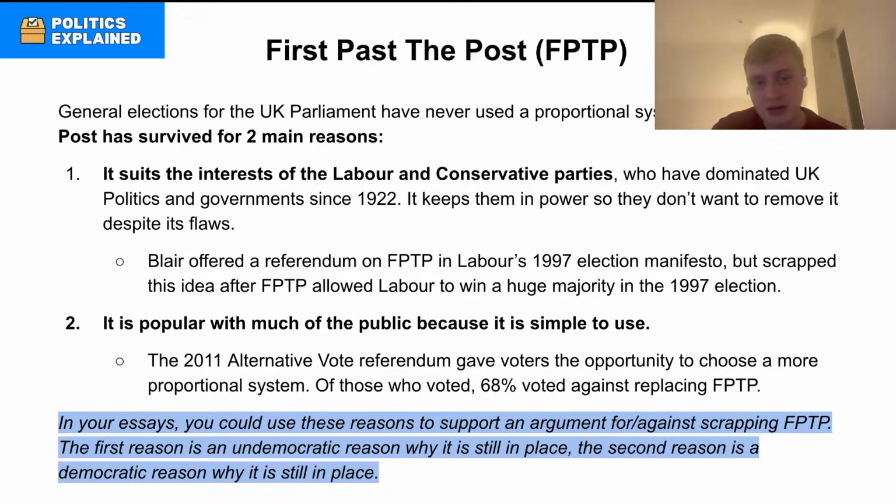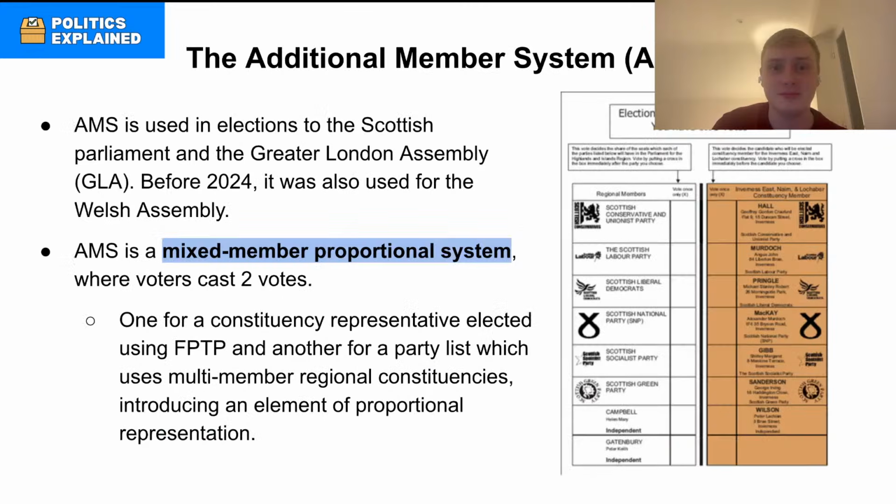And we saw that in the 2011 alternative vote referendum, which is a referendum on replacing first past the post with a more proportional electoral system, the alternative vote system. And it was rejected by 68% of those who voted. So these are the key reasons why it's in place in the UK for UK general elections, and effectively you can use these potentially as part of your analysis or as part of your evaluation in your essays.